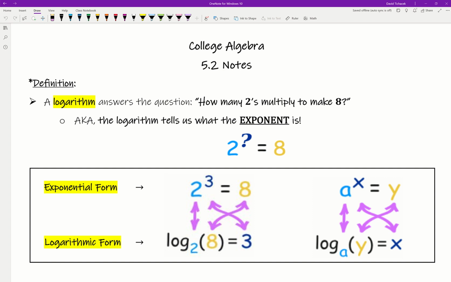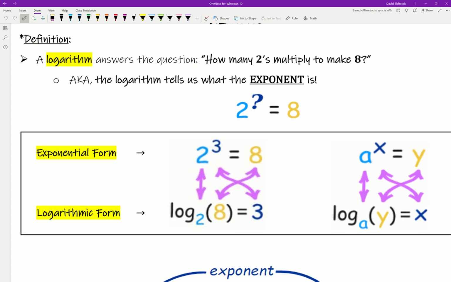So let's dive into that, right? First of all, what is a logarithm? A logarithm is basically a concept in mathematics that asks this question. For example, how many 2's multiply to make 8? If you think about how many copies of 2 you would need to multiply all out together to make an 8, what you're basically wondering is, what is the exponent on this expression going to have to be? 2 to the power of what is going to be equal to 8?